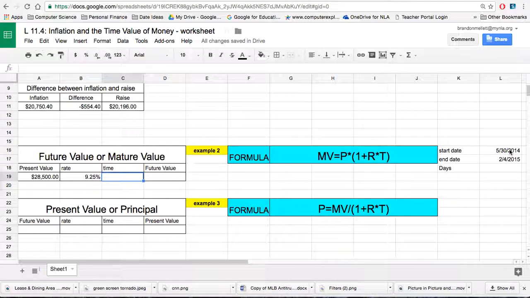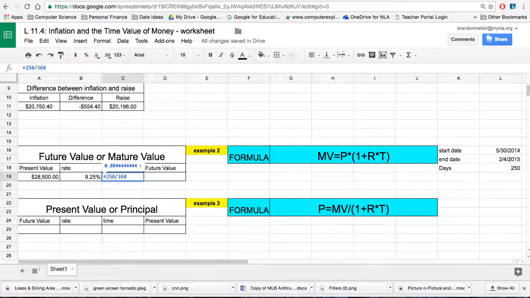So we would need to calculate, okay, what is the amount of days from May 30th to February 4th? So we've done this before. We take our end date minus our start date, 250 days. Now, a rule to keep in mind when we're doing a certain amount of days is we're going to use the ordinary method, which is 360 days. As we looked in a previous lesson, there's exact and ordinary.